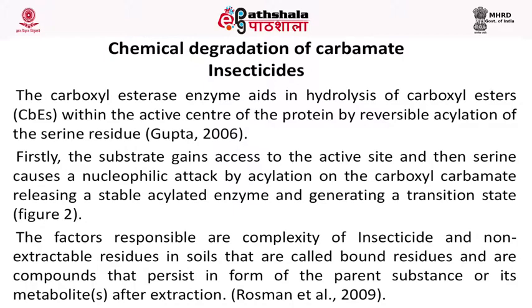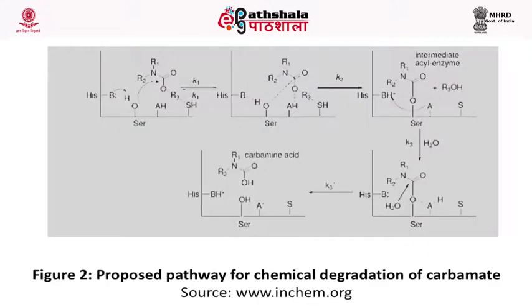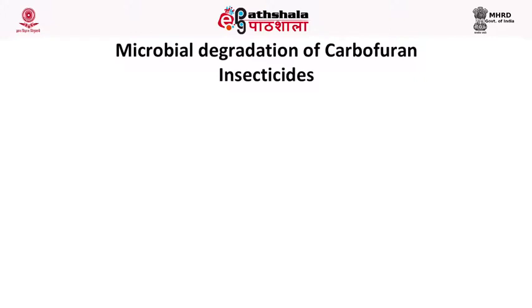The factors responsible are the complexity of insecticides and non-extractable residues in soil that are called bound residues, which are compounds that persist in soil in the form of the parent substance or its metabolites after extraction. The whole process has been shown in the figure showing the pathway of chemical degradation of carbamate. Next is microbial degradation of carbofuran insecticide.